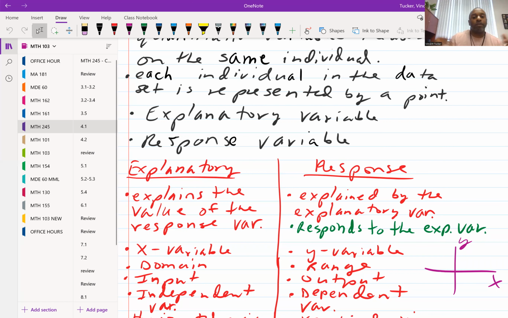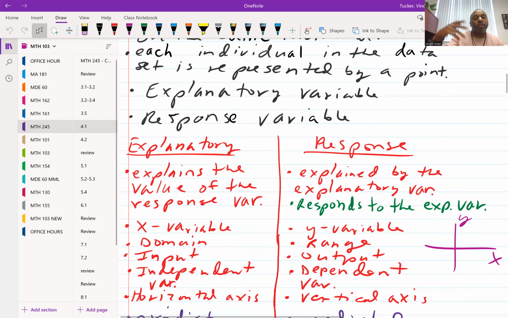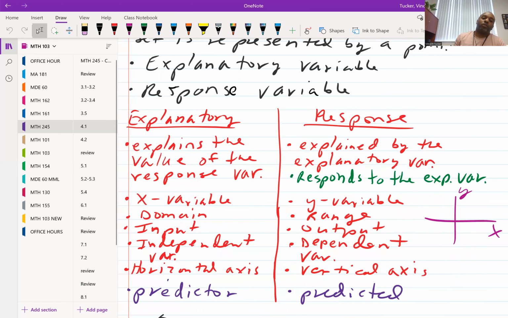Explanatory will be your domain versus your range for response. Input versus output, independent versus dependent. Your horizontal axis is your explanatory variable. Your vertical axis is your response variable. And your explanatory variable is your predictor. Your response variable is the predicted. Whenever we're trying to predict something, that's your response variable.